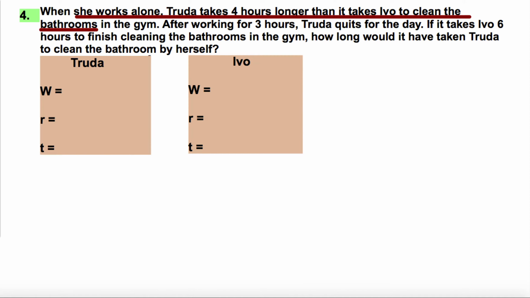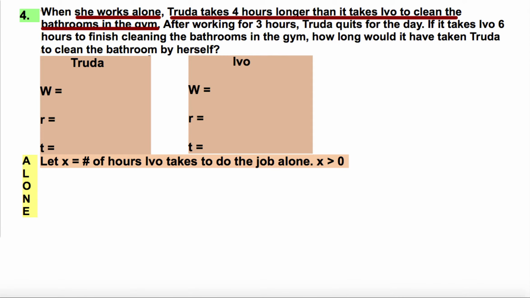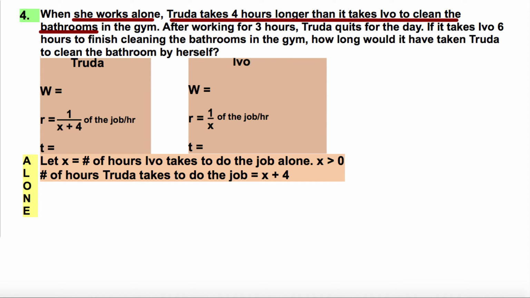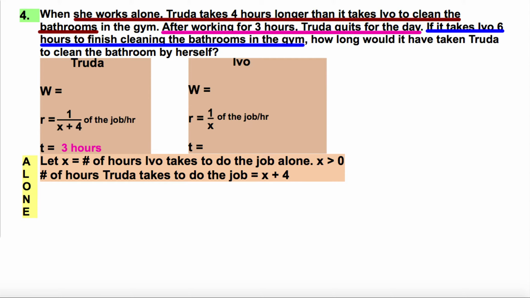She works alone. It takes her 4 hours longer than it takes Ivo to clean the bathrooms. Let x be the number of hours it takes Ivo to do the job alone, such that x is greater than 0. The number of hours Truda takes to do the job is equal to x plus 4. Thus, Truda's and Ivo's rates are 1 over x plus 4 and 1 over x respectively.